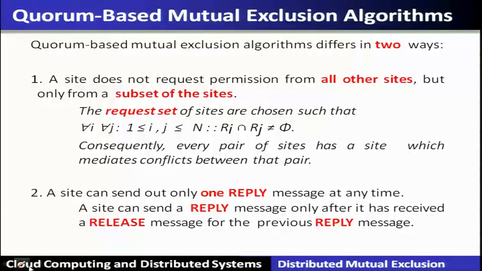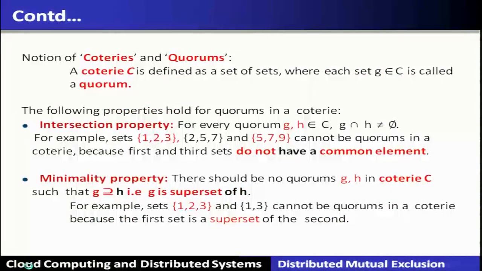The other way this quorum-based algorithm differs from the previously discussed algorithms is that a site can send out only one reply message at any point of time. That means a site can send a reply message only after it has received a release message for the previous reply message, unlike in the previously discussed algorithms, where a particular site has to reply to all other sites. Here only one reply is required. So, this is an optimized algorithm compared to the others.